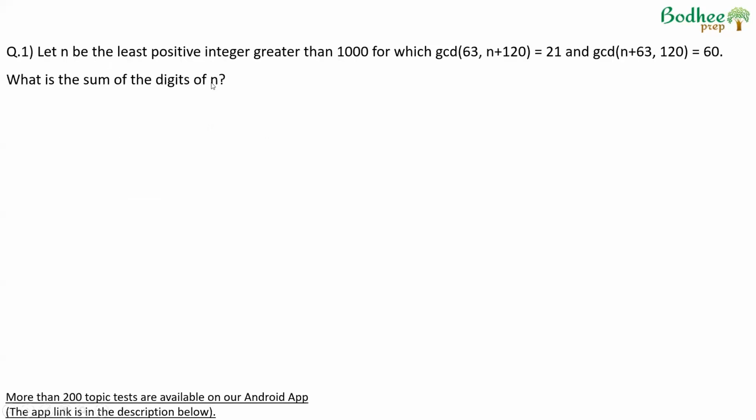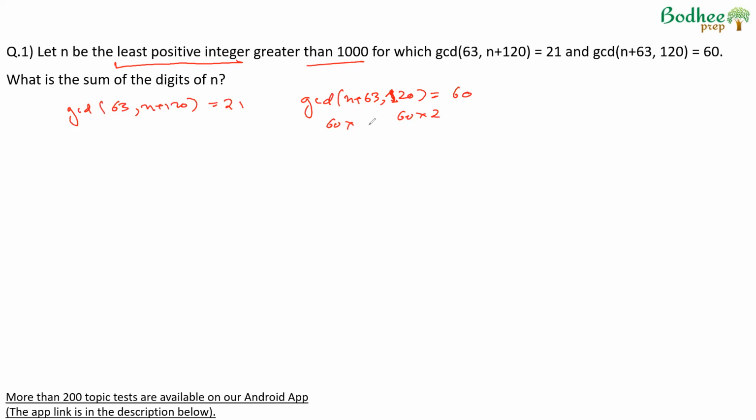Looking at the questions, question number 1 says, let n be the least positive integer greater than 1000 for which the greatest common divisor, HCF, of 63 and n plus 120 is 21 and the greatest common divisor, or HCF, of n plus 63 and 120 is equal to 60. We know that 120 is 60 into 2. So n plus 63 also has to be a number which is 60 into something which is not 2 or a multiple of 2.